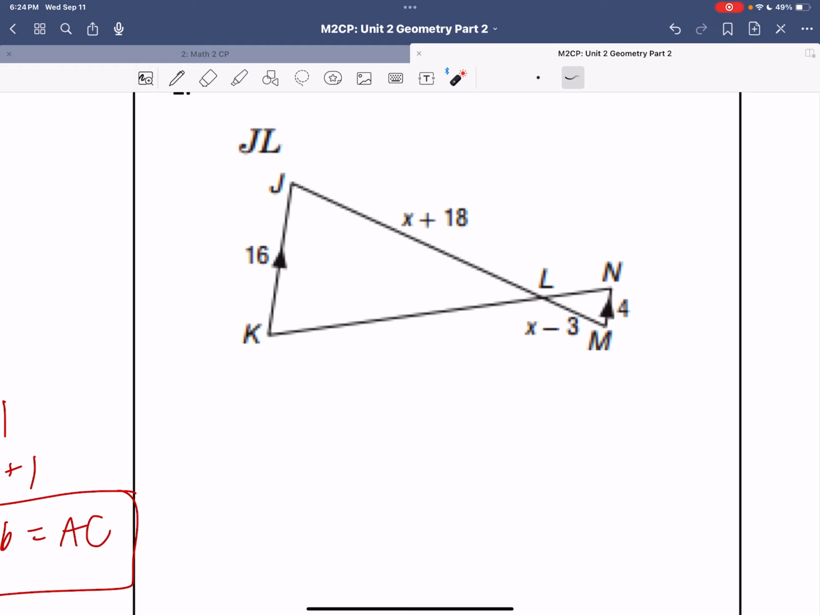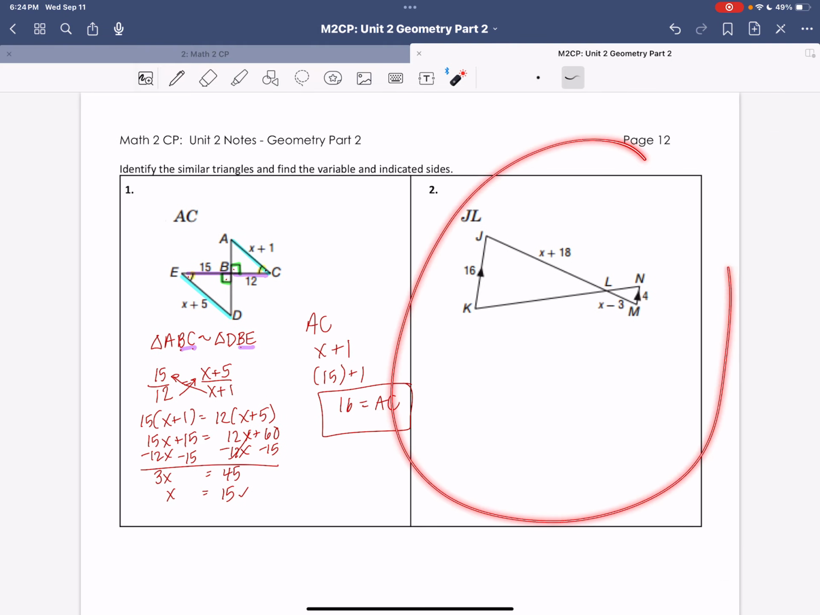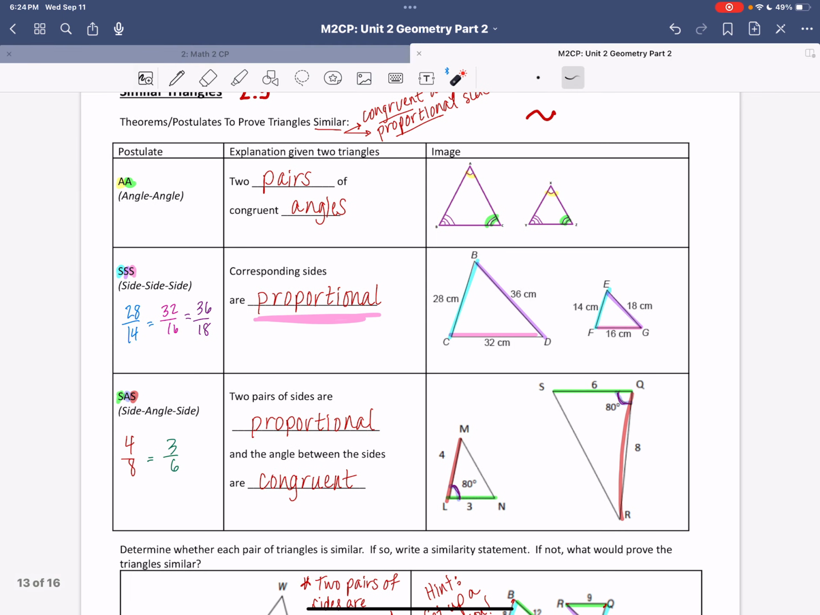For number 2, you're going to set this up and determine the similarity statement, then solve for x, and then solve for, in this case, JL. First solve for x, and then solve for JL. You're going to try this one on your own: similarity statement, set up a proportion, solve for x, then solve for JL. And that's how you do similar triangles. Make sure you understand those and setting up your proportions.